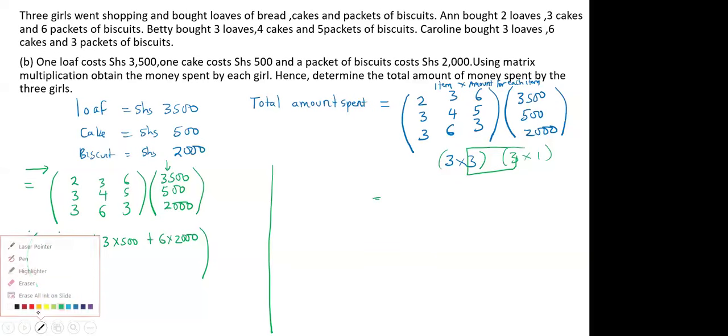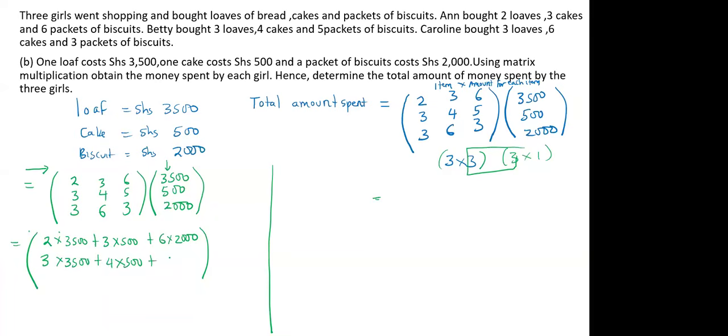Then I go to the second row. Now, when I go to the second one, I'm going to do 3 times 3,500 plus 4 times 500 plus 5 times 500. I go to the next one, 3 times 3,500 plus 6 times 500 plus 3 times 2,000. Show clearly your working. Do not jump anything.